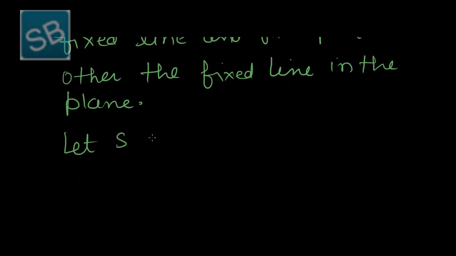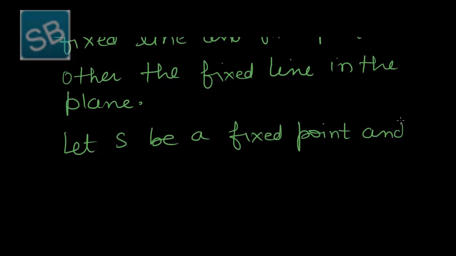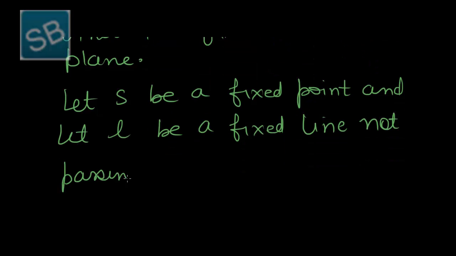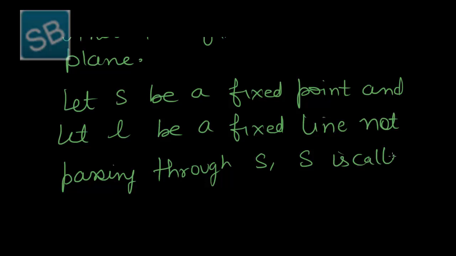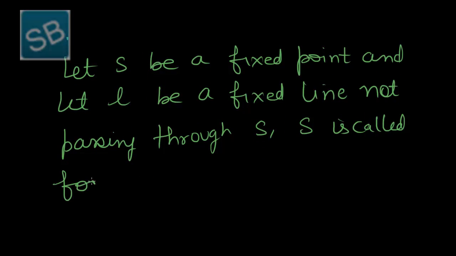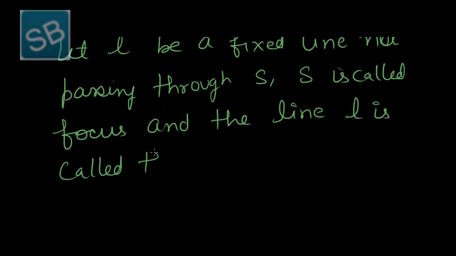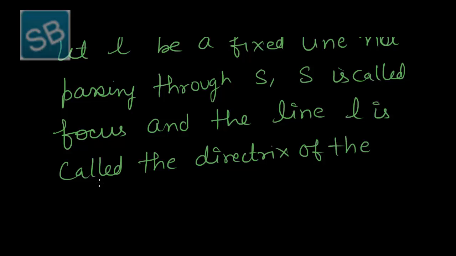So let S be a fixed point and let L be a fixed line not passing through S. So S is called the focus and the line L is called the directrix of the parabola.